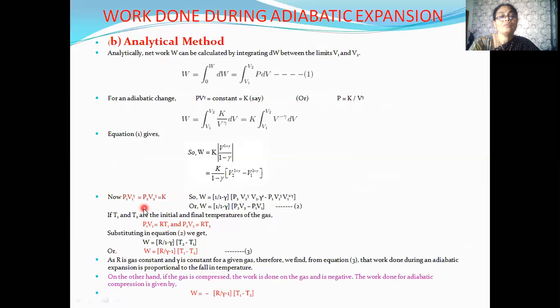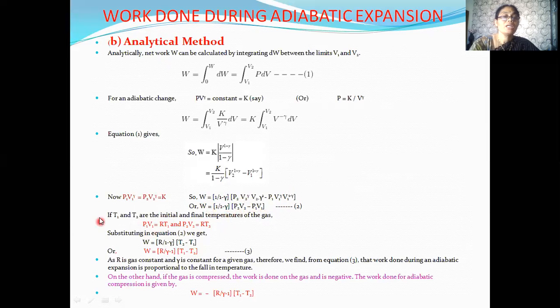We know that here PV to the power of gamma is equal to constant. That implies P1 V1 to the power of gamma is equal to constant, P2 V2 to the power of gamma is equal to constant. Now substituting this in this equation, W is equal to 1 by 1 minus gamma, K keeping it inside. Instead of K, we can write P2 V2 to the power of gamma into V2 to the power of 1 minus gamma minus P1 V1 to the power of gamma into V1 to the power of 1 minus gamma. On simplification, we will get W is equal to 1 by 1 minus gamma, P2 V2 minus P1 V1.